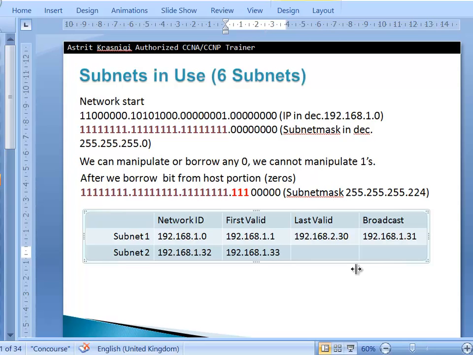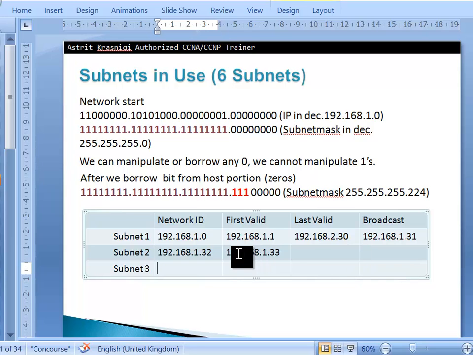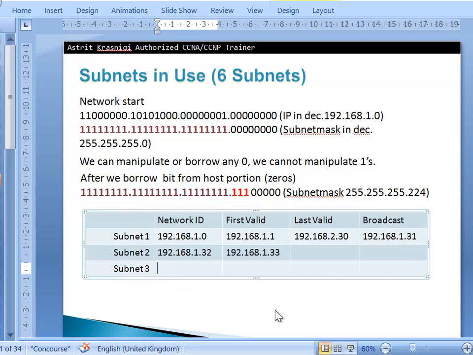The last valid and the broadcast, it's easy if you find the subnet 3 network ID. So let me write here subnet 3. What is the network ID for the subnet 3? If we look at subnet 2 network ID plus whatever we increment by, 32 on the 4th octet, that's going to be our subnet 3 network ID. So 192.168.1.32 plus 32 on the 4th octet is 64.